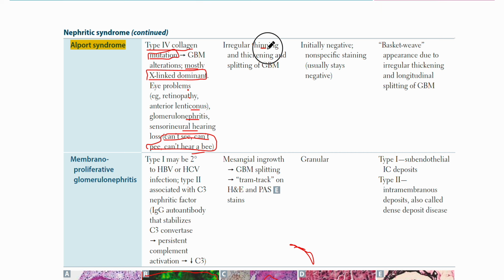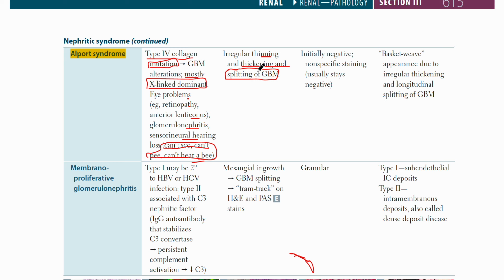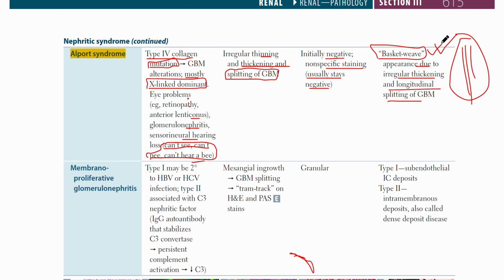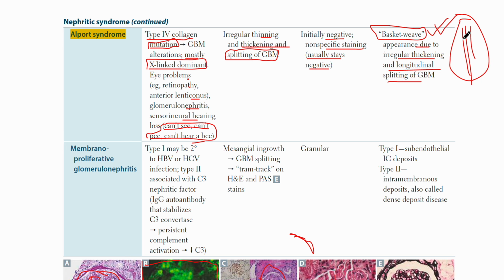And there is irregular thinning and thickening and splitting of the glomerular basement membrane in light microscopy. In immunofluorescence it is initially negative, with non-specific staining seen, and usually stays negative. And the basket weave appearance is very high yield. In Alport syndrome, there is a basket weave appearance in electron microscopy due to irregular thickening and longitudinal splitting of the GBM. This is the GBM. There is a splitting like this.